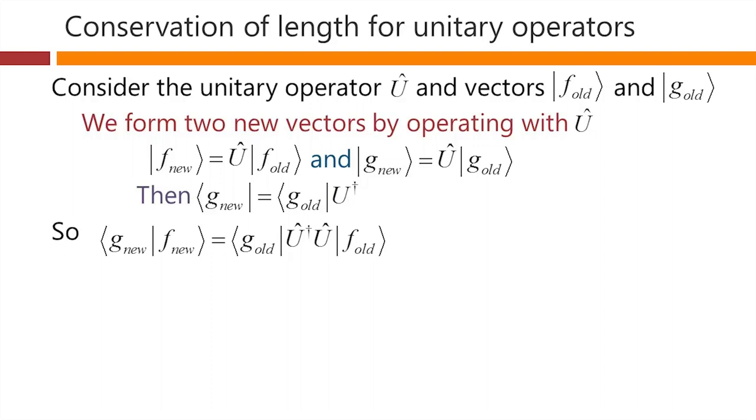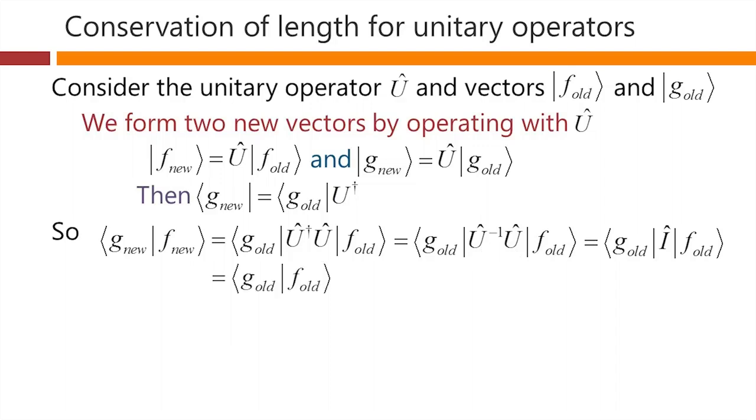So let's form this inner product between G new and F new. Well, we have our expression for F new here, and we have our expression for the bra vector version of G new here. Hence, we multiply the two of them together. But because this operator U is unitary, this product, the Hermitian adjoint times U, will be the same as the inverse of U times U. And of course, the inverse of U times U is just the identity operator, and that does nothing at all.